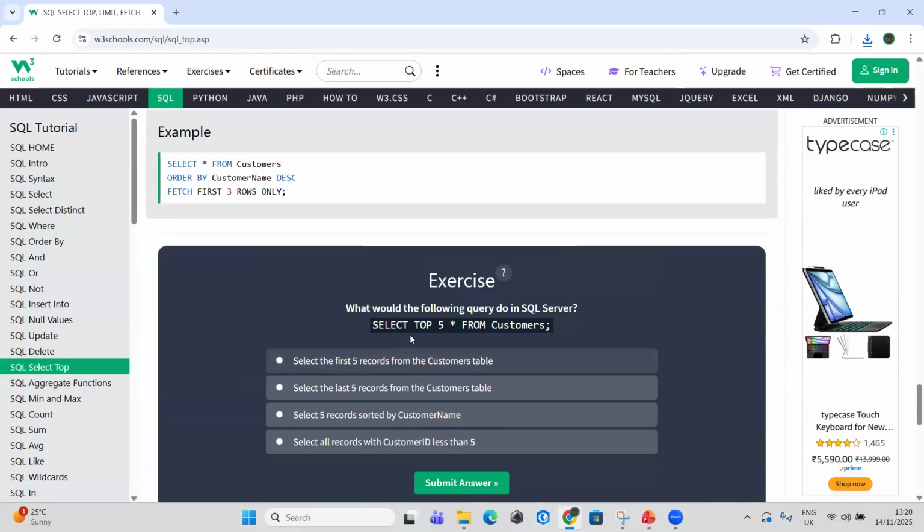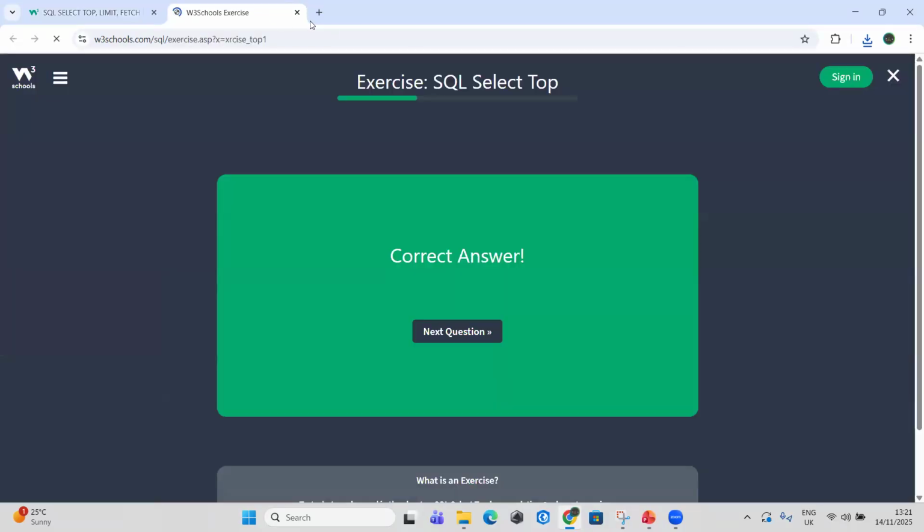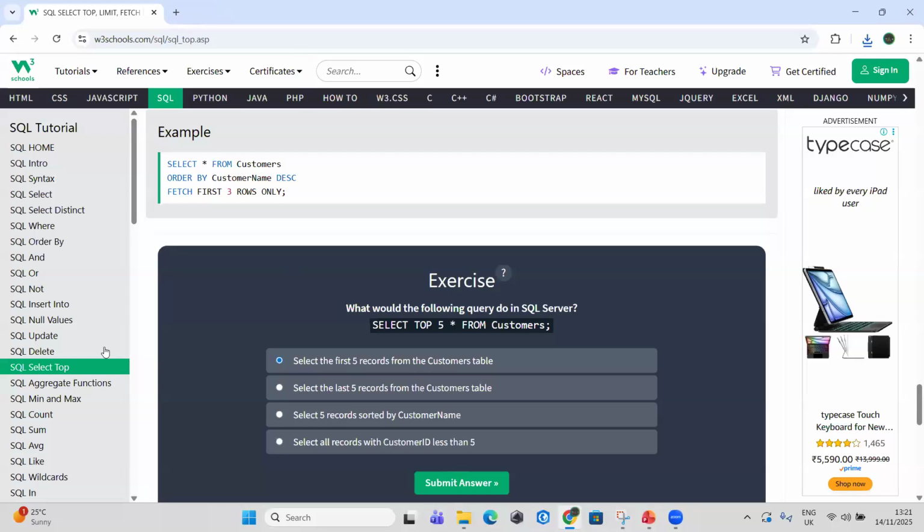So what would the following query do in SQL Server? Select top five. What will this query do? Select the first five records from the customer table. Yes. Good.